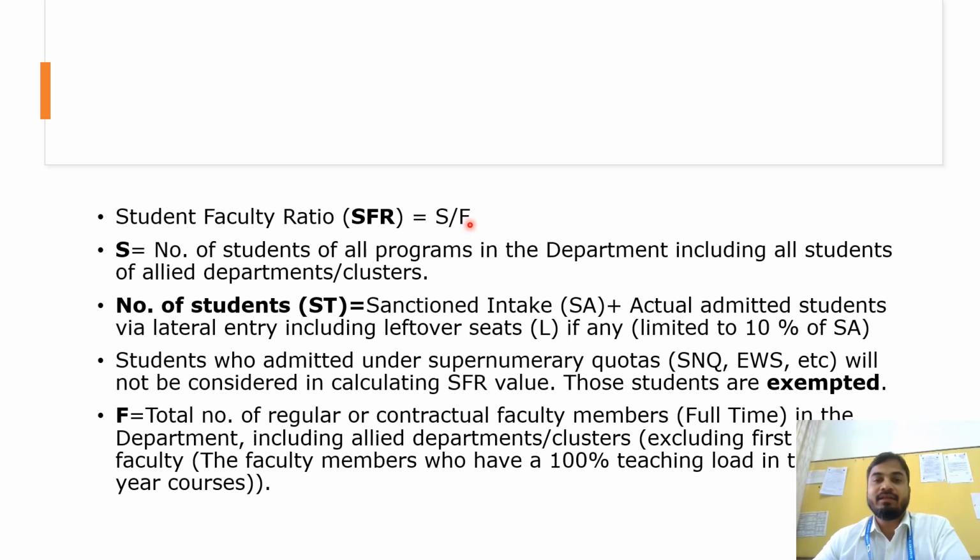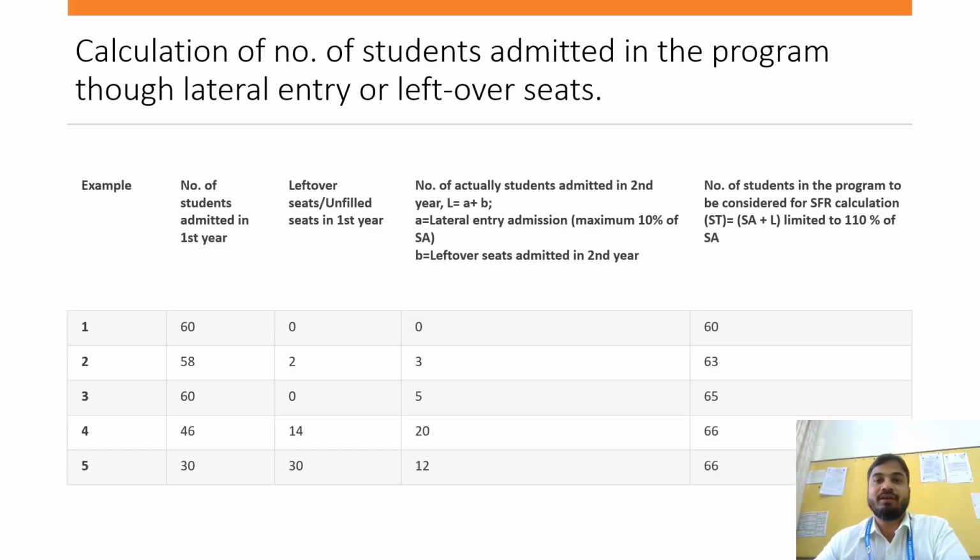And F in this formula is the total number of faculty, on regular or contractual basis, who are full time in the department, including allied and cluster departments, and have to be taken into consideration. For the calculation of SFR, we are not including the faculty who are completely handling first year courses. Their load for first year should be 100%. Such faculty will be exempted from the calculation of SFR.